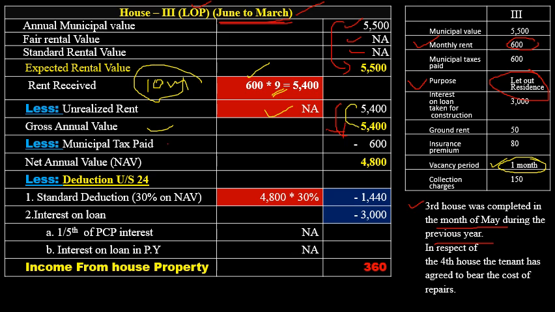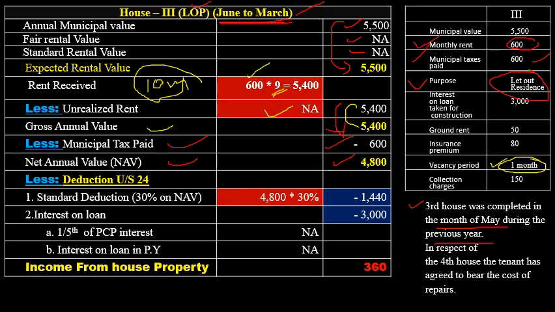Next is the municipal tax. Municipal tax is 600 rupees. It's given in the problem. Municipal tax is paid, just paid as 600 rupees. So after deducting municipal tax, the net annual value is 4,800 rupees.